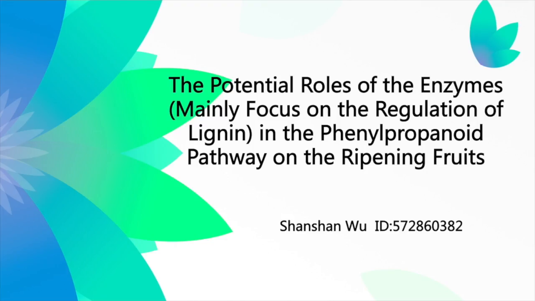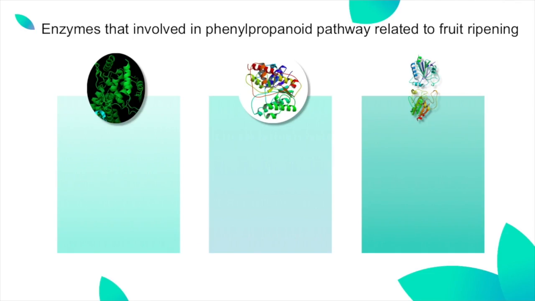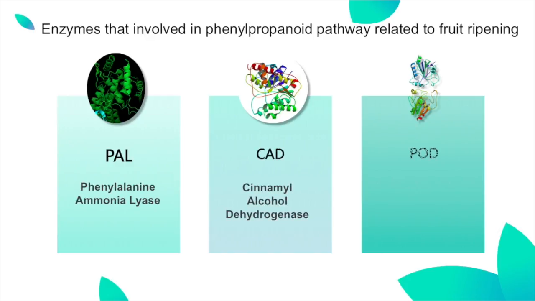In my part, I mainly focus on the potential enzymes related to the regulation of lignin in this pathway on the ripening fruit. There are several enzymes involved in this pathway that are associated with lignin regulation. They are PAL, CAD, and POD. PAL is the initial enzyme that converts L-phenylalanine to trans-cinnamate.